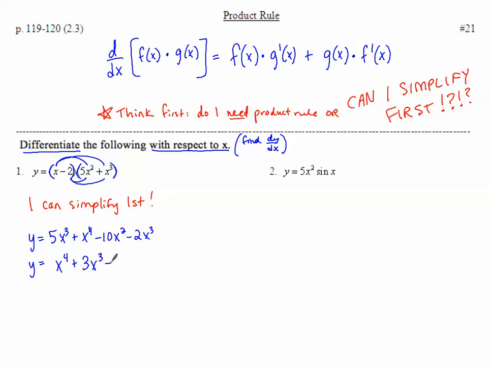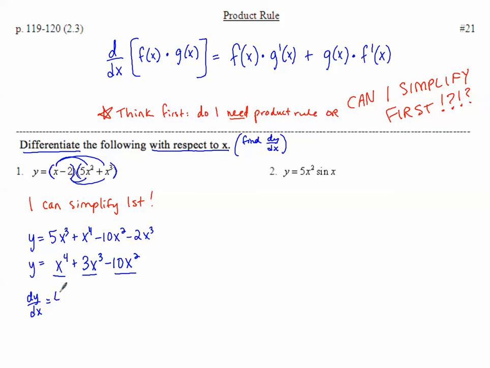Right, subtract those, minus 10x squared. Notice this is still y. Now I have no product. Separate term, term, term, things I'm adding and subtracting. So now I can write dy/dx and just do each separate derivative.